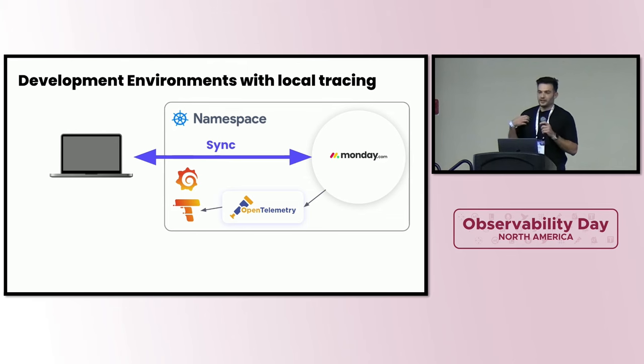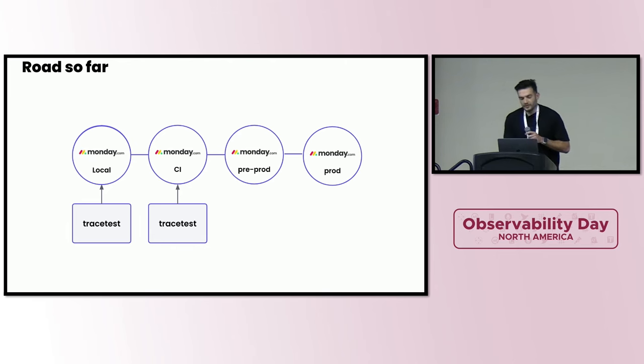Now, enabling developers with the ability to see traces during development was no small feat, but maybe it's a subject for next year's talk. For the purpose of this talk, we'll fast forward to the end result, where there is now full observability support in local environments, which means that developers can run our trace test locally. Cool. So we have our trace test running in our CI, and developers can run it locally.